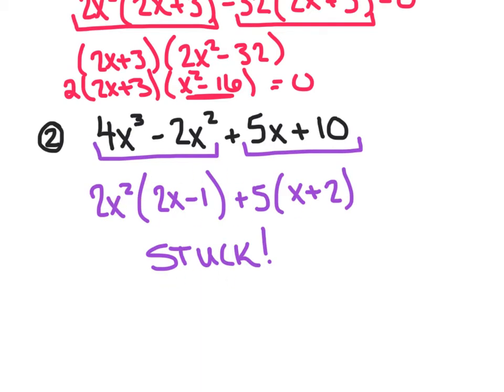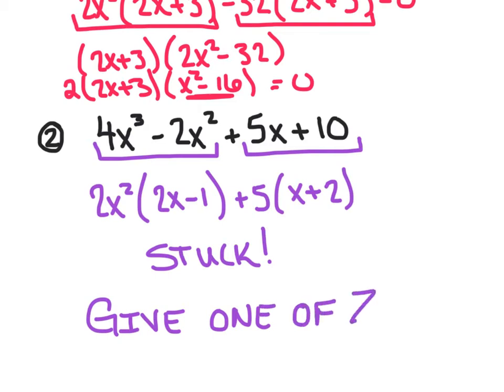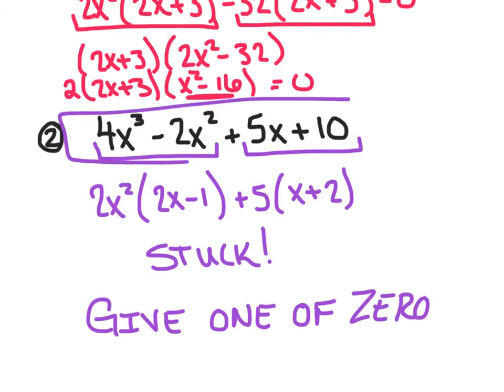What's going to happen is they are going to give me one of the zeros ahead of time. They're going to tell us before we start that one of the zeros for this particular polynomial might be x equals 2 or x equals negative 4. And we're going to use that one zero to go find the other two that are missing.